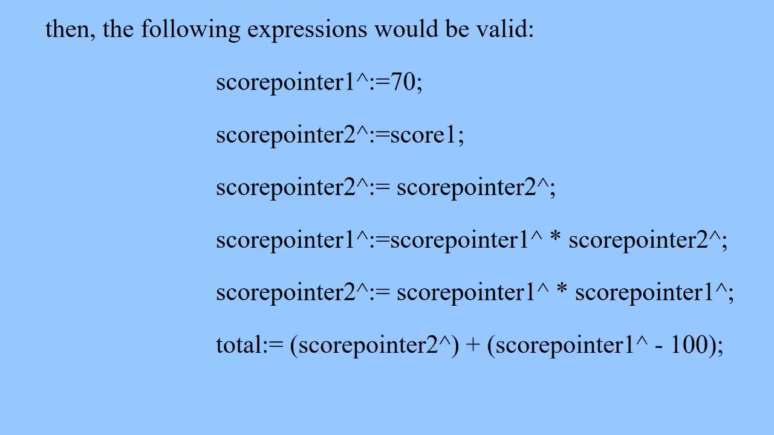Then this statement means pick the content of the memory location being pointed to by the pointer called score pointer 1, then subtract 100 from it and add the results to the content of the memory location being pointed to by the pointer called score pointer 2, and assign the total into the memory location called total.